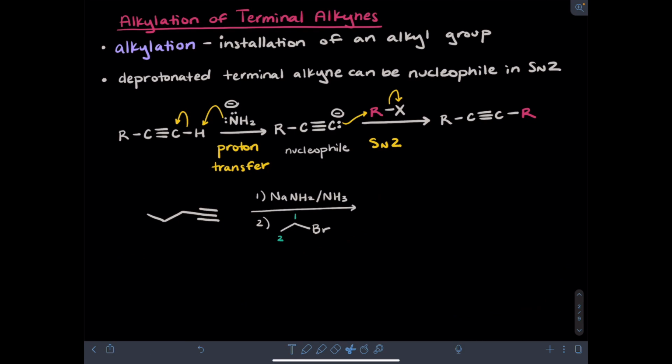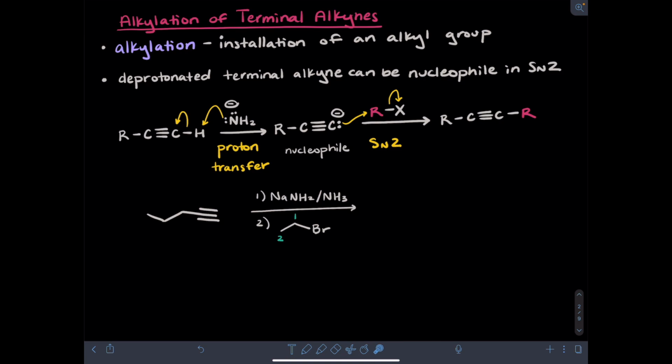Let's consider a more specific example to start. Let's imagine starting with a 5-carbon alkyne. Notice this is a terminal alkyne, and I'm treating this with NaNH2 in NH3 solvent. The important part of the first reagent is the NH2-, which is a strong enough base to deprotonate the terminal alkyne. This generates the conjugate base, an anionic alkyne equivalent, that can behave as a nucleophile.